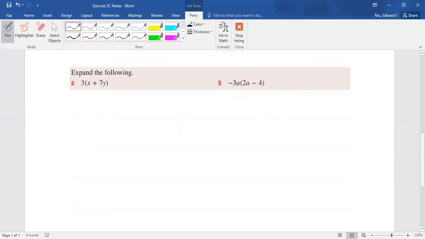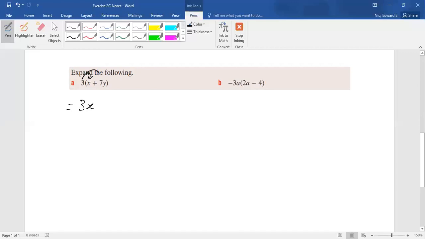So here we have to expand the following once again. What you'll notice is we've got pronumerals now. The concept still stays the same. We just have to remember to use our index laws. Okay, so when we're expanding single brackets, remember to draw your arrows to help you follow along. So here we've got 3 times x. 3 times x gets us 3x.